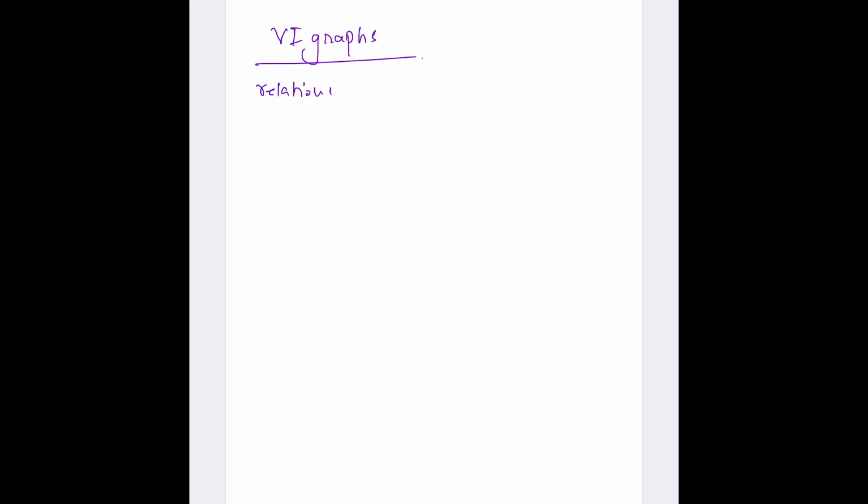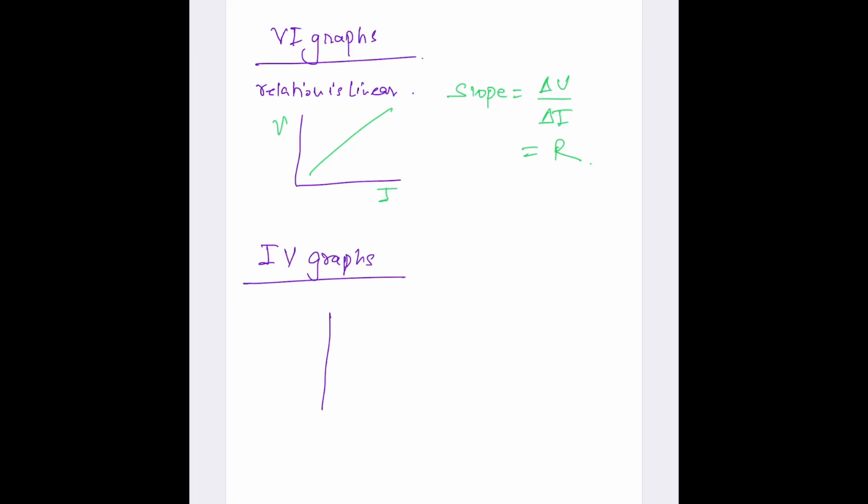Voltage versus current graphs. As we know, the relation between the voltage and current is linear. That means a straight line. What information we can get from here is the slope, that is y upon x, delta V by delta I, is R, that is the resistance.